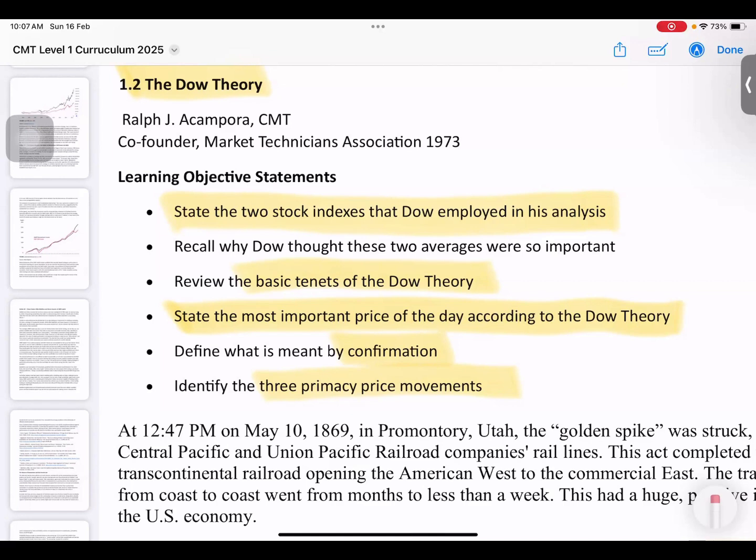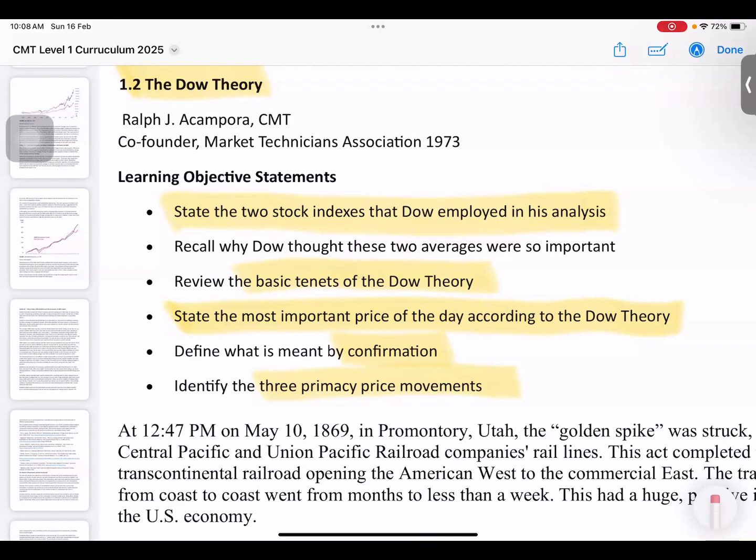Most importantly, the basic tenets and guidelines of the Dow theory, what Dow believed or figured out. Number 4, the most important price of the day according to the Dow theory. Remember, there were no bar charts or candlestick charts. The only charts available at that point of time were line charts, and line charts basically connect the closing price of one day to the next. So naturally, the most important price of the day is the closing price according to Charles Dow, and it still stands today. It has never changed.